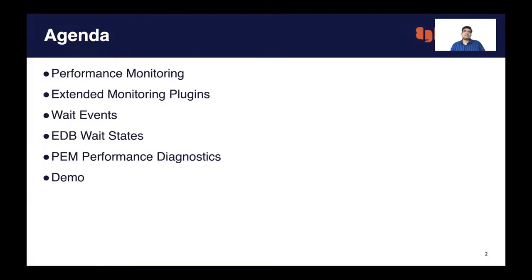So let's start talking about the agenda. We'll go through how to do performance monitoring for Postgres and Advanced Server, and what extended monitoring plugins are available to analyze queries. We'll talk about wait events. We will also talk about EDB Wait States, a plugin created by EnterpriseDB for taking samples of wait events. And we'll also talk about how to use PEM to do performance diagnostics.